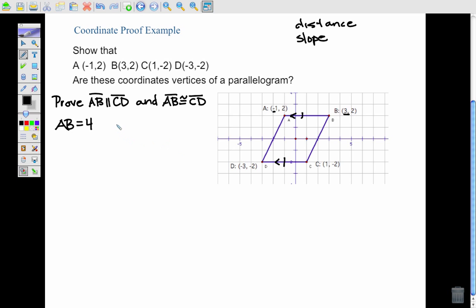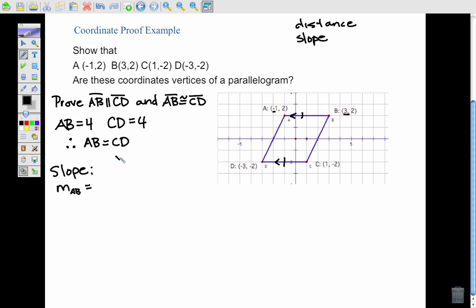Then we would find the length of CD, and again we're going from -3 to 1, so the length of CD is equal to 4. Therefore, AB equals CD. The next thing we want to show is slope. And we want to show these lines are parallel by showing they have the same slope.